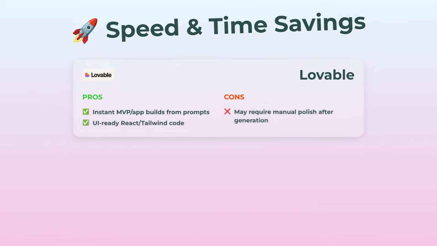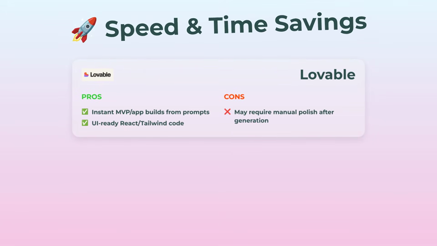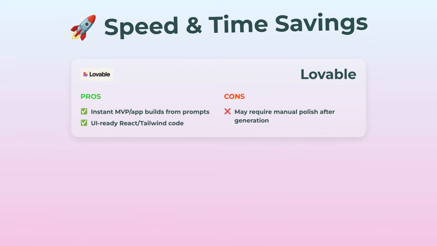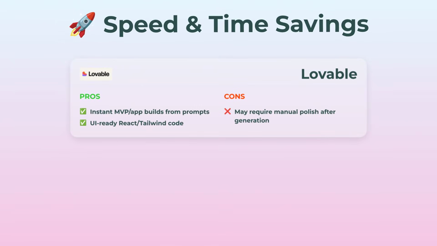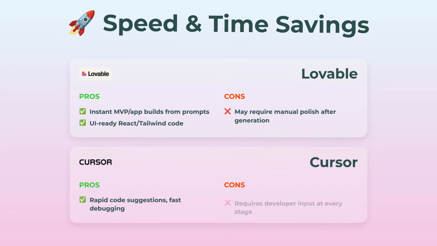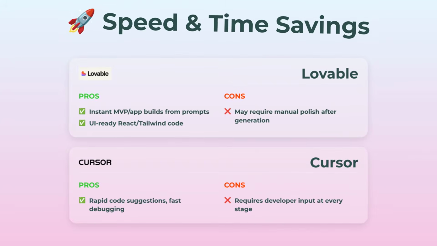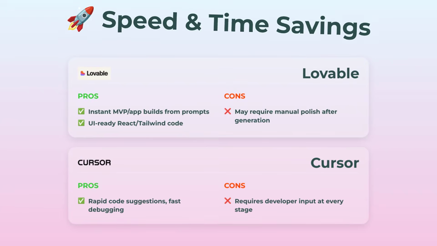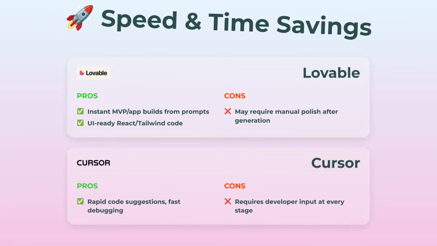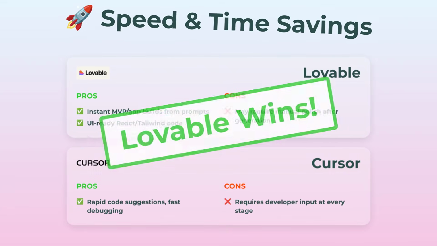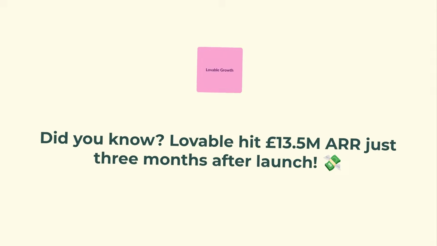Alright, let's talk speed and time savings. Lovable, it's kinda wild. You throw a prompt in and it spins you up an MVP, a ready-to-go UI and database in minutes. You'll probably want to tidy things up after, but still, this is next level fast. Cursor, meanwhile, seriously speeds up coding, like instant suggestions and debugging make life so much easier. But you still have to be hands-on at every step, so if you want real instant results, Lovable's speed is unbeatable here. Lovable wins.